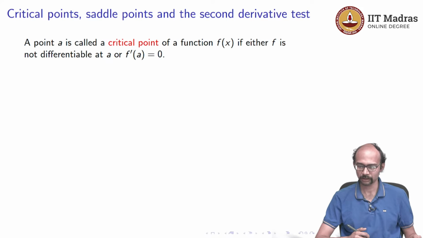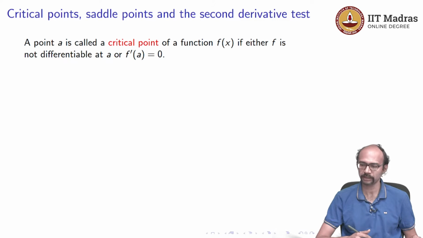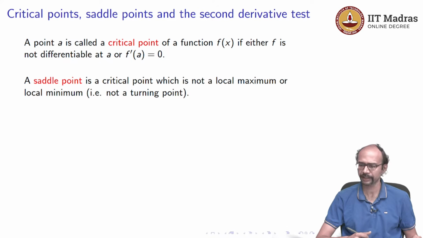So let's quickly recall what we studied in the previous video. We have studied critical points, saddle points and the second derivative test. A point a is called a critical point of a function f of x if either f is not differentiable at a or f prime of a is 0. A saddle point is a critical point which is not a local maximum or a local minimum, which means it is not a turning point.